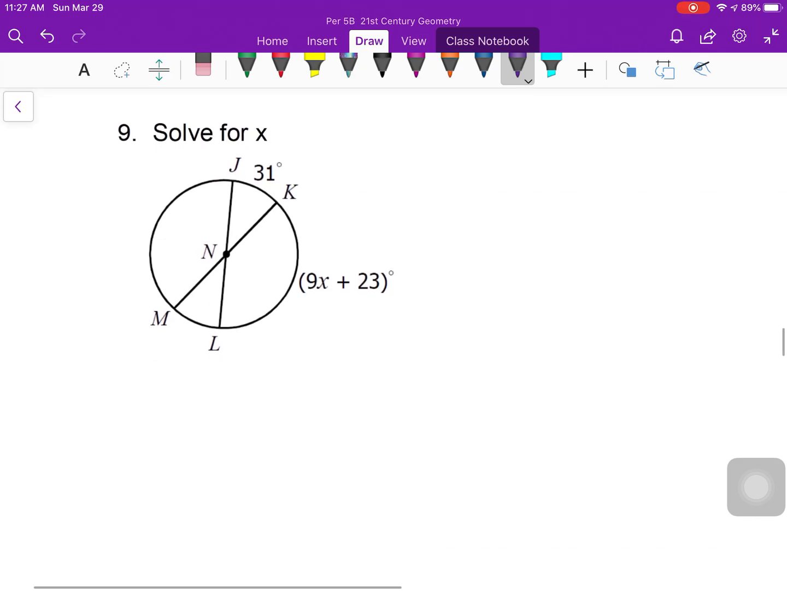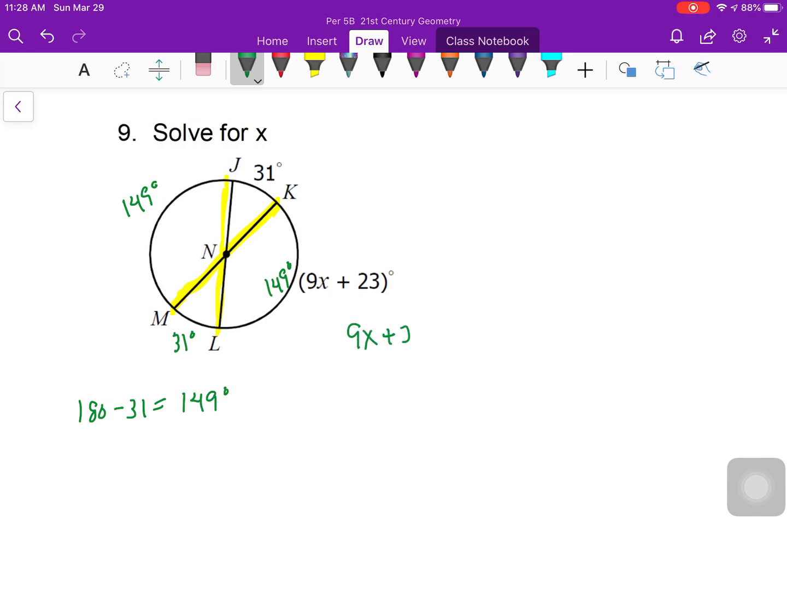Okay, 2 more examples. And again, feel free to stop this video and go on to whatever you need to once you feel like you understand it. So we do have vertical angles again. Here are our vertical angles. Because we have vertical angles, I know that this one will be 31 degrees. I know I can take 180 minus 31, and I get 149 degrees. So this one's 149 degrees.